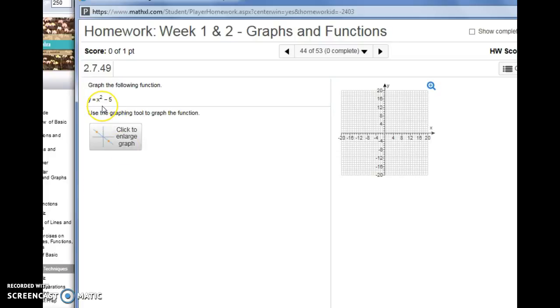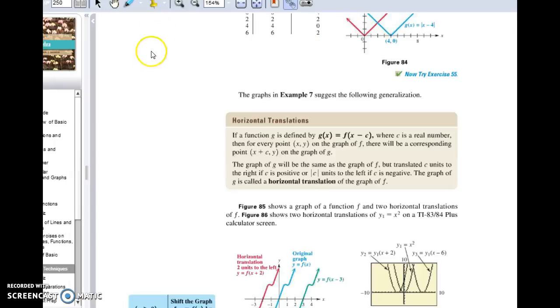So the way to graph something like this is to start with the underlying graph, which is y equals x squared, and then see what's added in addition to y equals x squared, and that's going to tell you how to shift the graph or stretch it or reflect it, etc. So here we have a minus 5. If you look in the textbook, we're looking in chapter 2.7. Page 250 talks about horizontal translations, and this is not a horizontal translation.